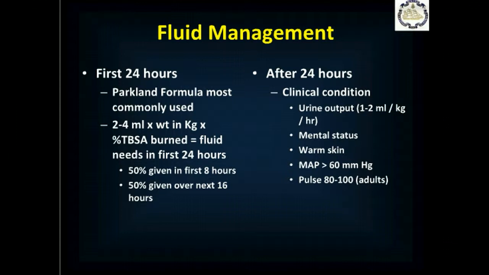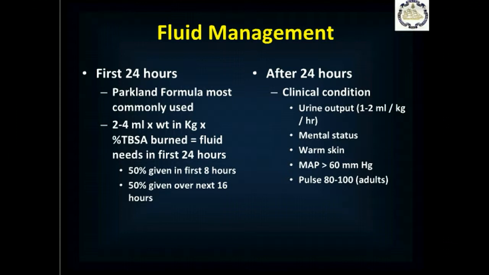So if you have a 100 kilogram patient, a 220 pound patient, and they have 30% second and third degree burns, in the first 24 hours, you will give 2 to 4 mLs times 100 kilos, so 200 to 400 times 30, which is 6,000 to 12,000 milliliters, or 6 to 12 liters of fluids in the first 24 hours. It's a lot of fluid, but that's what they need.